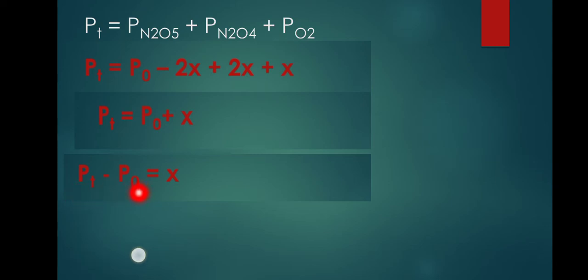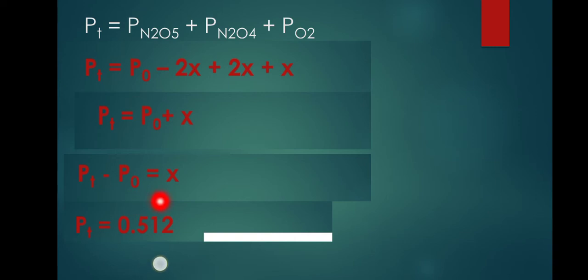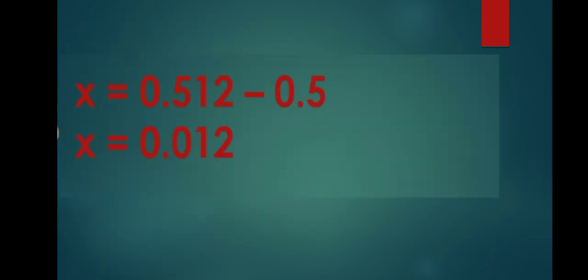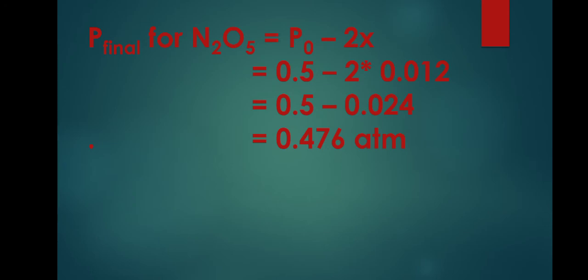Now the value of Pt is 0.512 and the value of P0 is 0.5, as given in the question. So x is equal to 0.512 minus 0.5, and the value of x is 0.012. Now we will calculate the final pressure of N2O5. The final pressure of N2O5 is P0 minus 2x, which is 0.5 minus 2 times 0.012. The final pressure of N2O5 is 0.476.